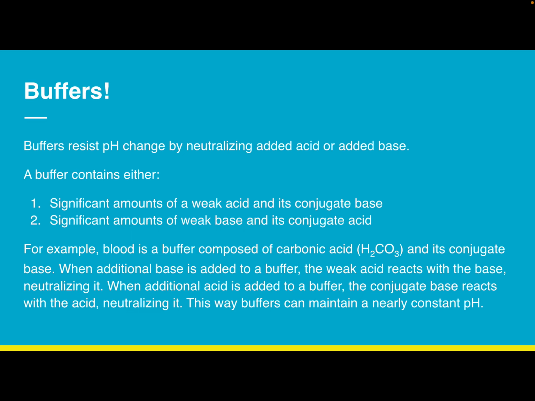So if you have something that has carbonic acid, for instance, and its conjugate base, HCO3 minus, when additional base is added, then it's going to react with the acid and be neutralized. But if you add acid to it, then the weak base, the conjugate base, will react with that. And it just keeps it in a nice pH range. It keeps it from changing pH at all in either direction.